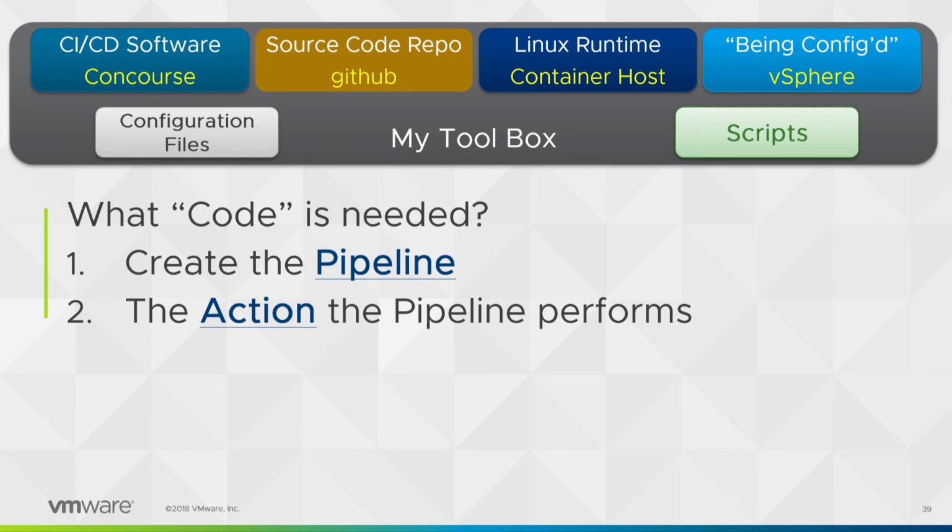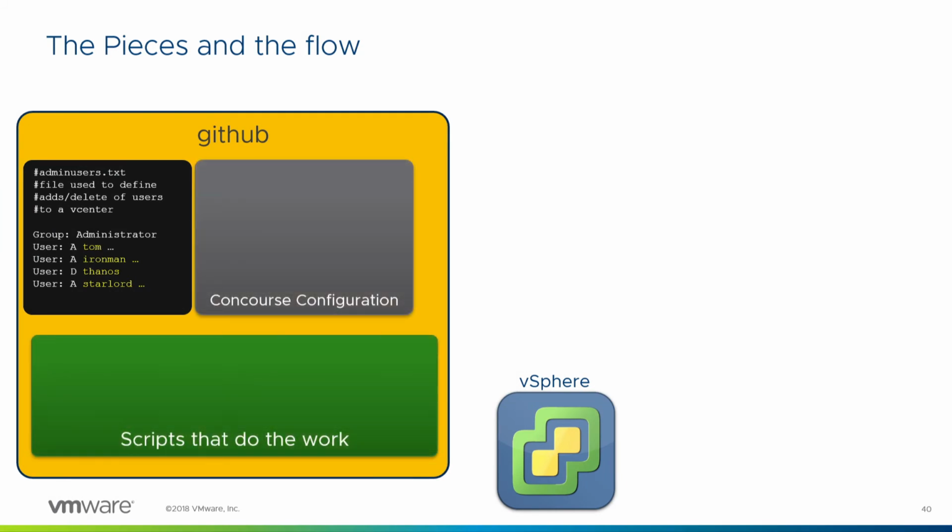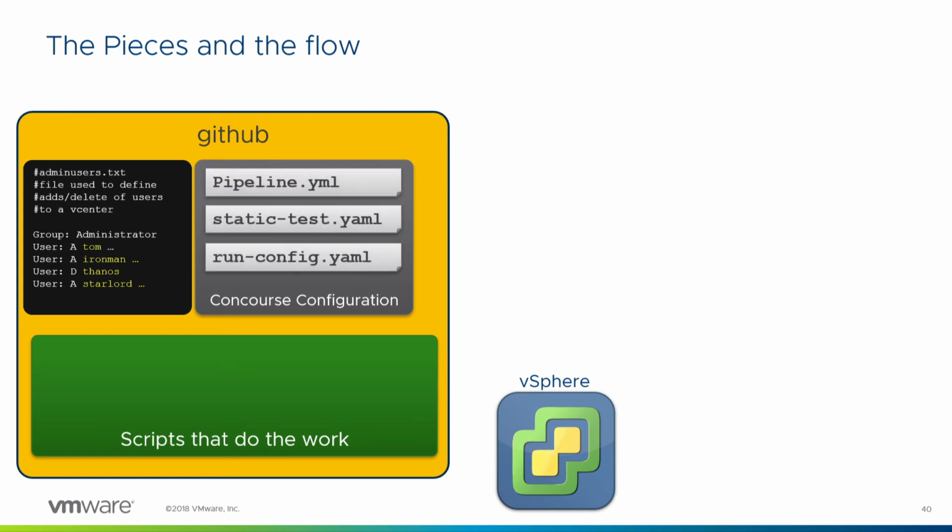You also have the action that the pipeline performs. So you've got the pipeline for one, and then the action of what it's doing. It's going out, it's comparing users, and it's actually configuring and doing things. So here's GitHub, here's my text file. Again, I've got Concourse configuration information here in the upper right, and then I've got the scripts that are doing the work. In Concourse, I've got 3 YAML files, basically, that describe the pipeline overall and all the various functions it's going to be doing.